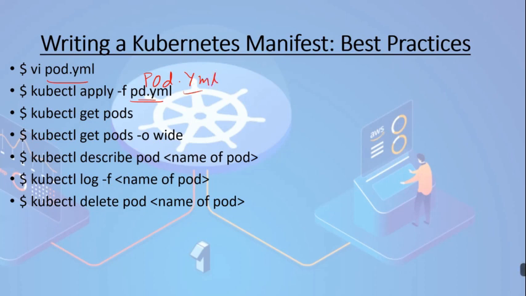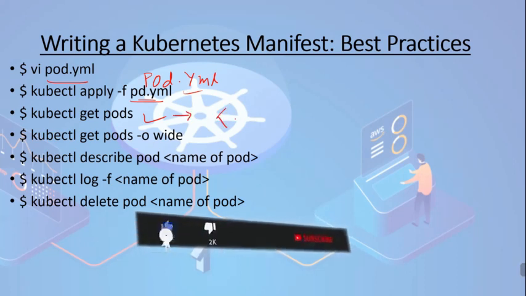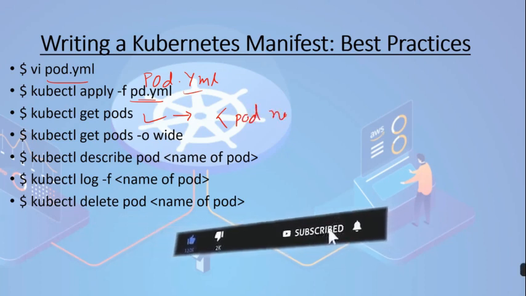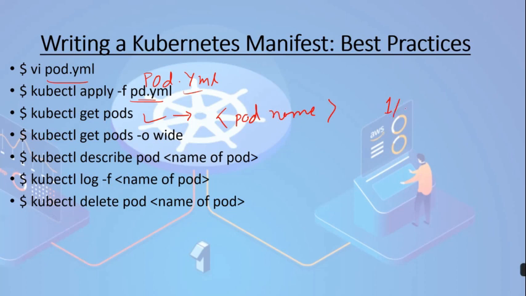Then we can check whether our pod is created or not by this command: kubectl get pods. You will get output like this, the pod name with 1/1 running. 1/1 means we are creating one container inside the pod. That's why 1/1 is running.